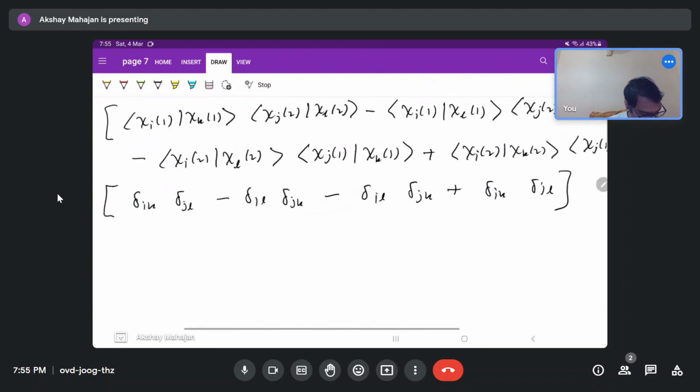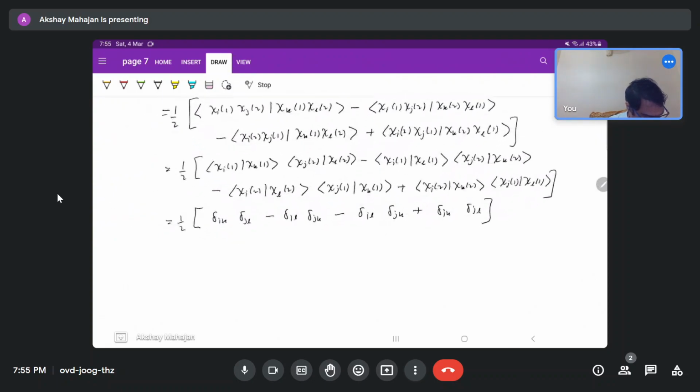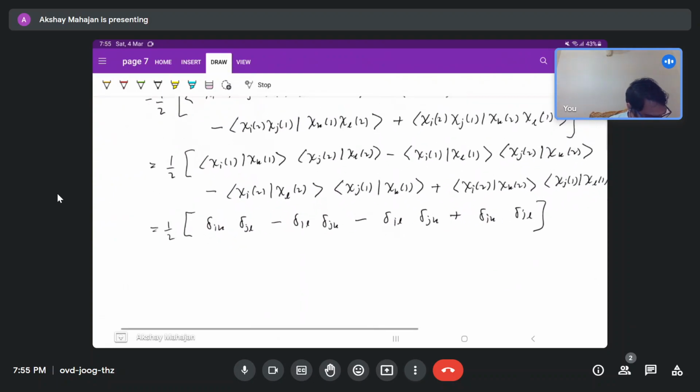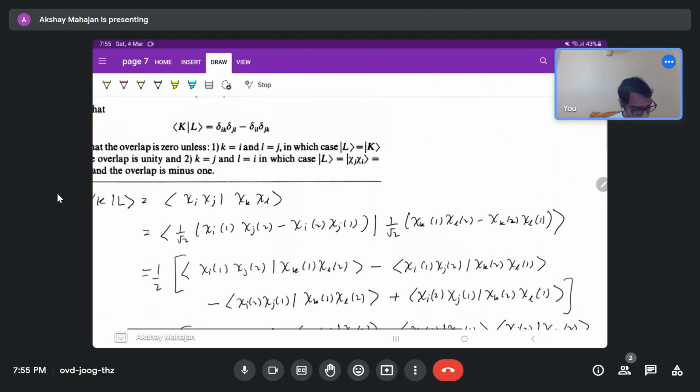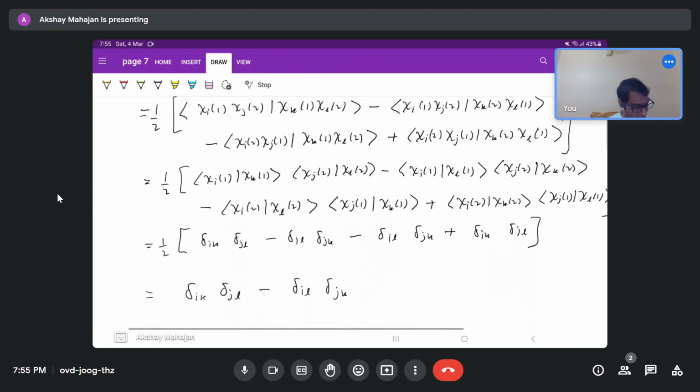Alright, now you can see these terms, these two are same, so what we get is del of ik del of jl minus del of il and del of jk. Right, and that is what we had to prove. Like this comes as del of ik, del of jl minus del of il, del of jk.